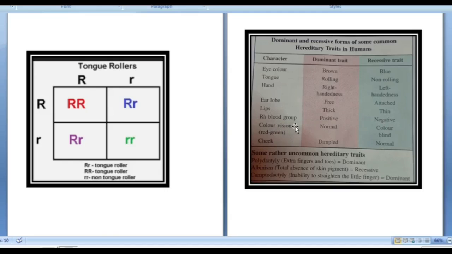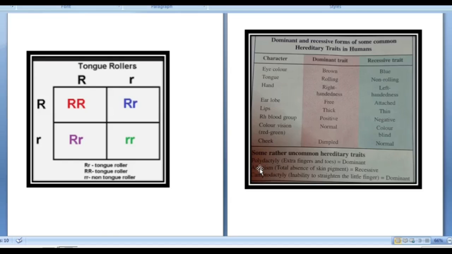RH blood group, if your RH blood group is positive, then that is a dominant trait. Negative is recessive. Color vision, that is red and green color vision, dominant trait is normal and recessive trait is color blind. Person cannot distinguish between red and green. Cheek, having a dimple in your cheek is a dominant trait, and having normal cheeks without a dimple is a recessive trait. There are some uncommon hereditary traits as well in humans.